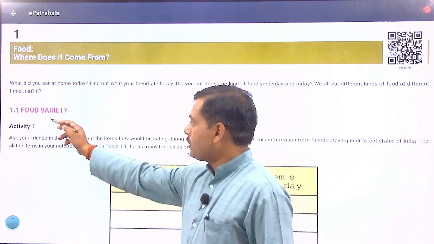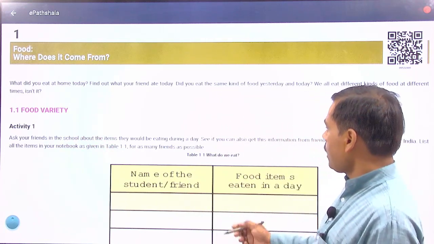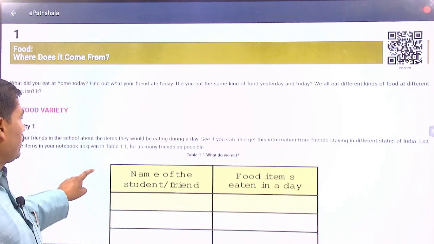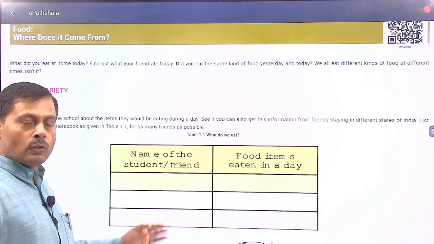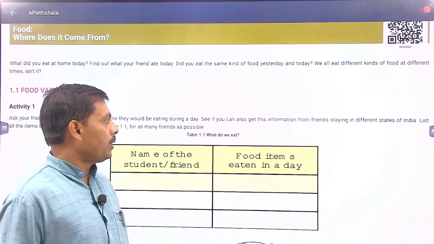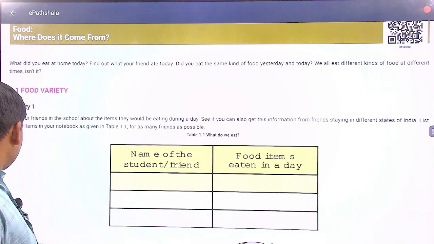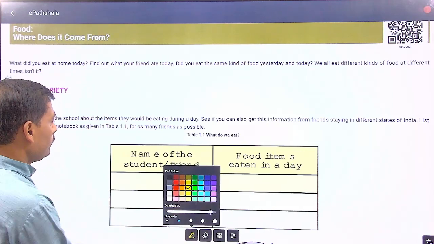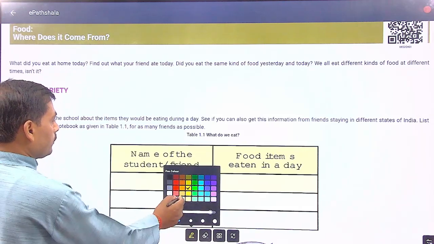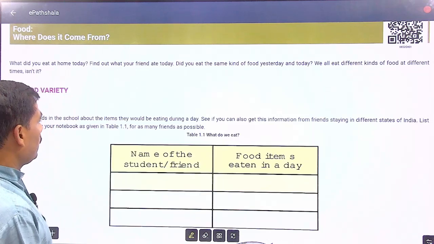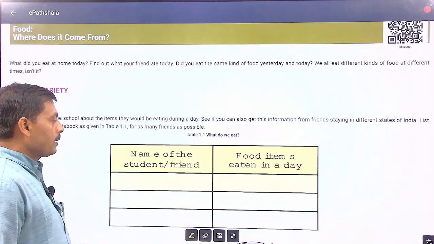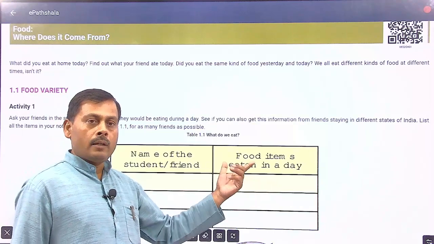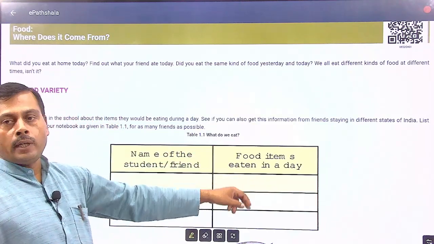The first point is food variety. Which types of food variety do we eat? Write the names of students, your friends, and the food items eaten in a day. That is, what you eat in one day. Make a table. What do we eat?